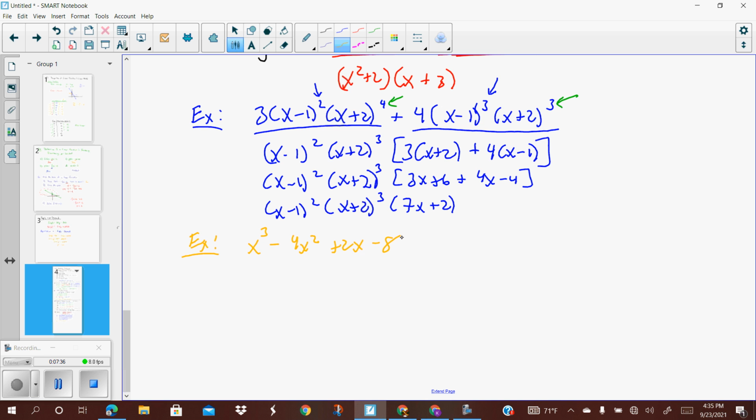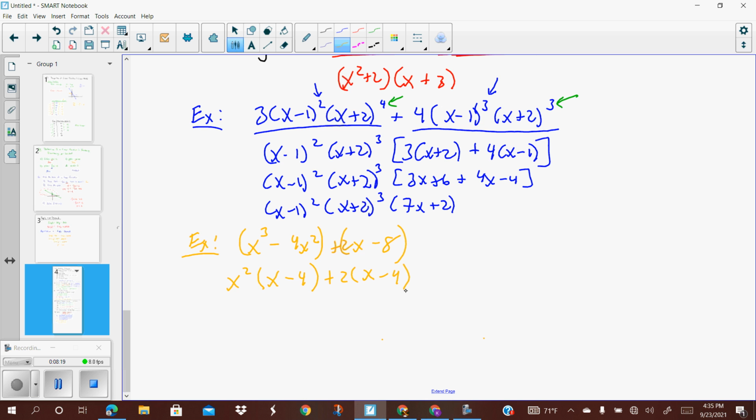But I do recognize that if I group these first 2 terms together, and I group the second 2 terms together, each one of those groupings has something in common. I can factor a common factor out of each one. In the first grouping, in that first parentheses, I can factor out an x squared. If I take x squared out of x cubed, that leaves me with x. If I take it out of negative 4x squared, it's minus 4. In the second grouping, I can factor out a common factor of a 2. So if I take the 2 out, that's going to leave me with an x and a minus 4.